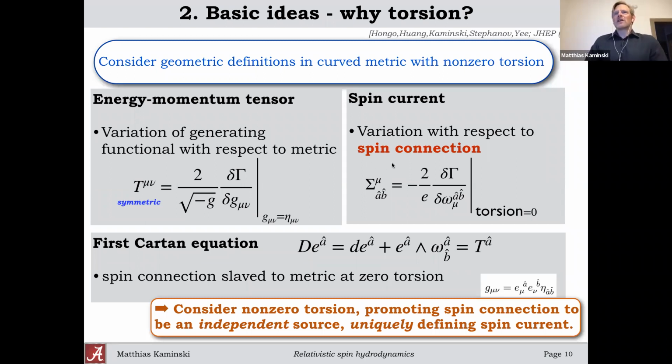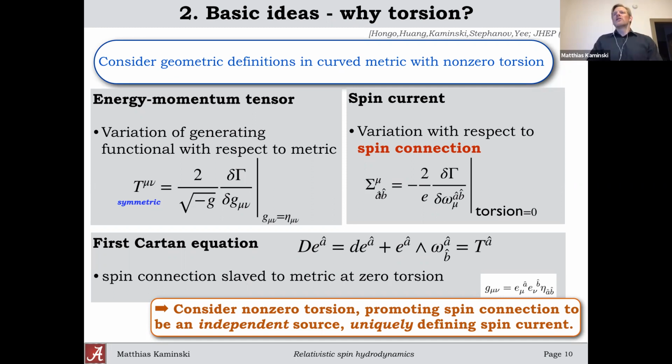Now let's think about the same geometric definition of the spin current. We could think of it as being the variation of the generating functional gamma with respect to the spin connection. That gives it two local Lorentz indices, which I indicate by A B with hats, and a coordinate index mu. So it's a Lorentz vector and it's a local Lorentz 2-tensor, if you will. That's what the spin connection is, and that's also what the spin current is.